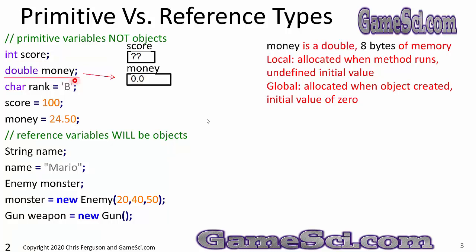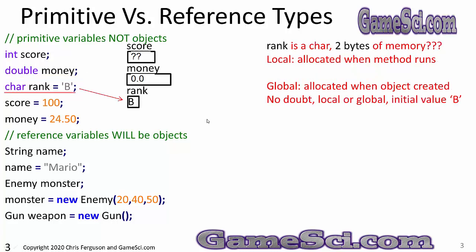Double money semicolon. Money is a double. In Java, that's 8 bytes of computer memory. If it was declared as a local variable, it would be allocated when the method runs or executes, and it would have an undefined initial value. If this variable was defined as a global variable at the top of the class outside the method, it would be allocated when the object was created, and it would have an initial value of 0.0. Global variables declared at the top of the class outside of the method are initialized with the value of 0. Local variables do not get initialized.